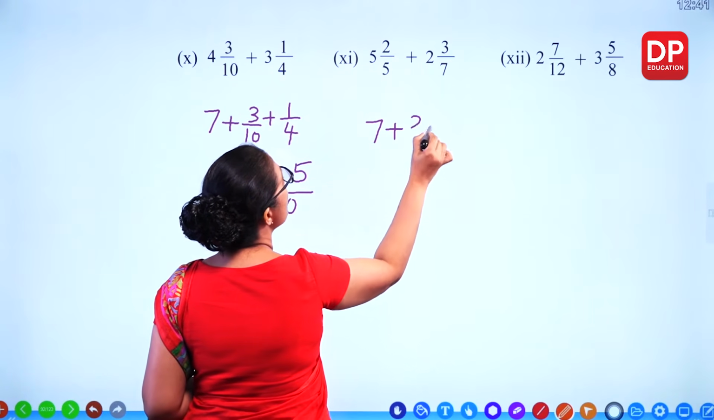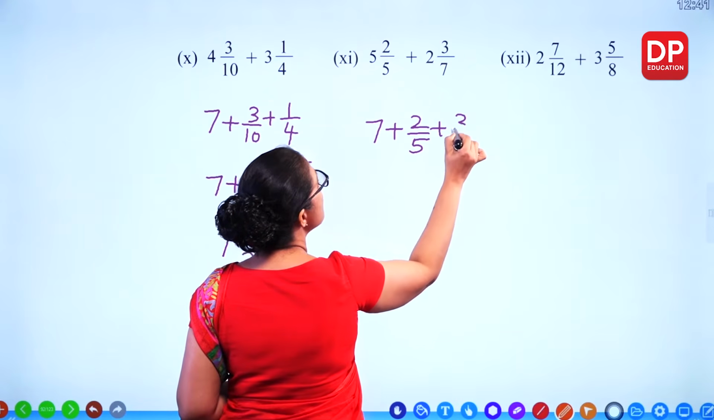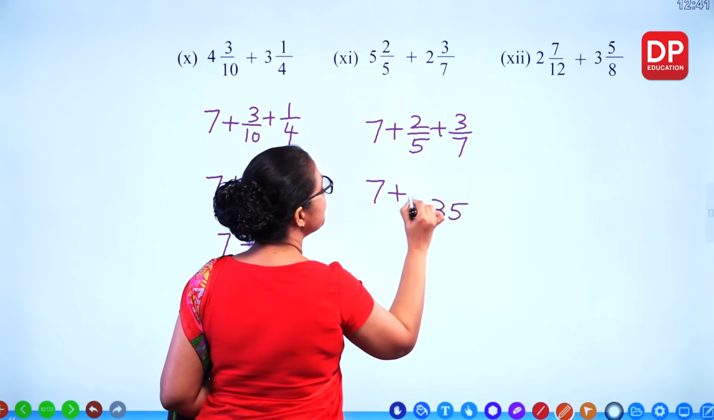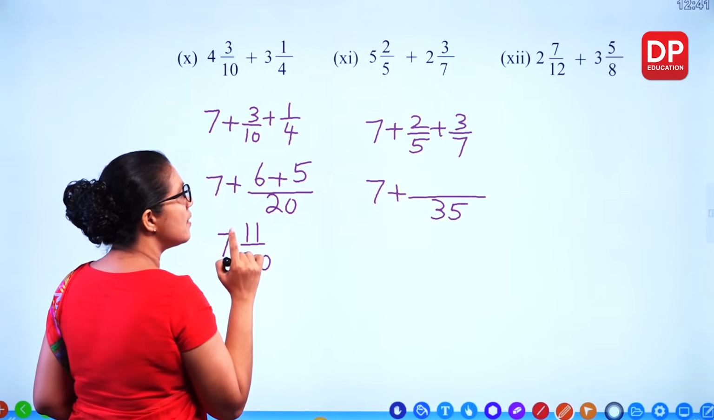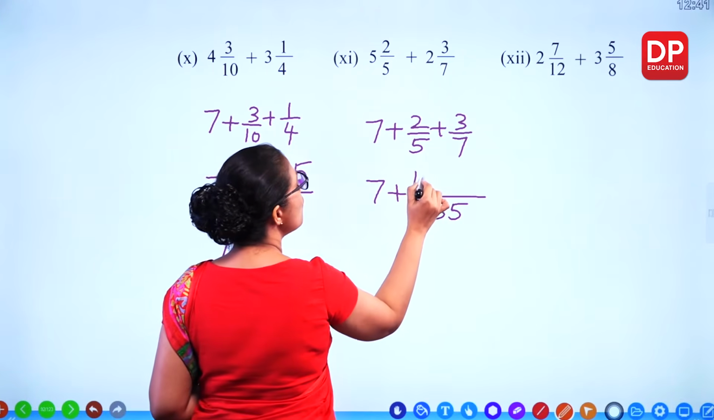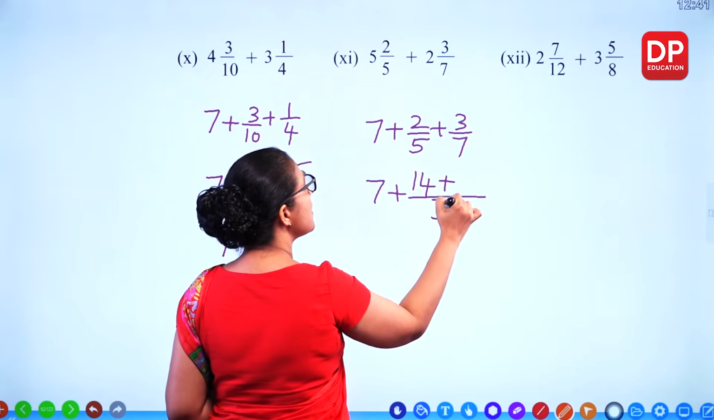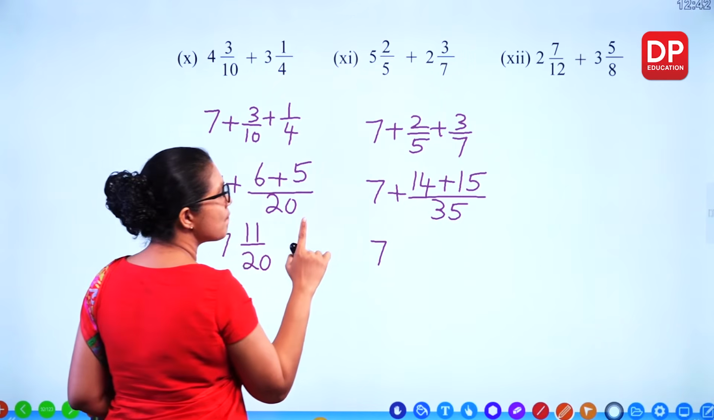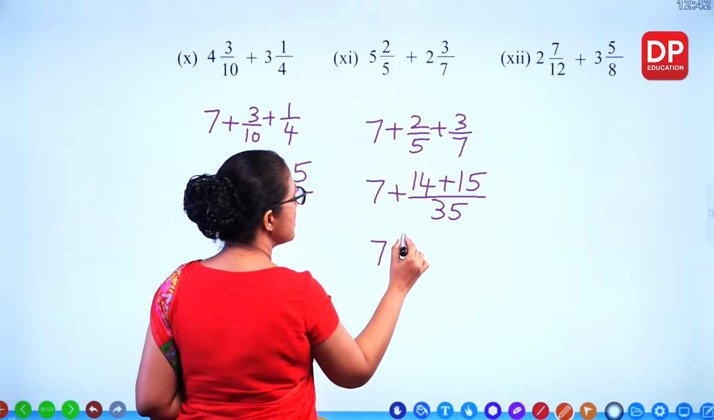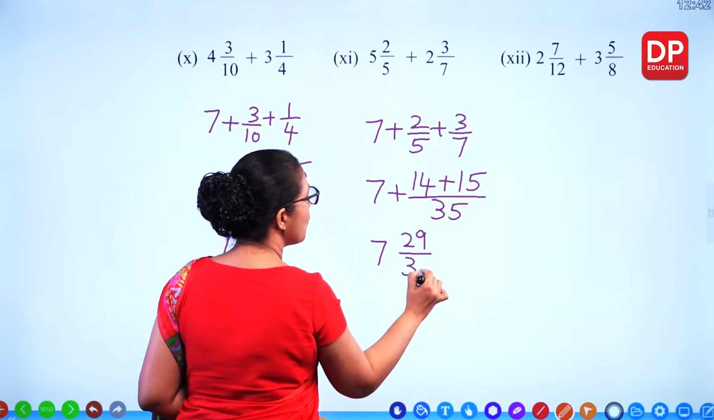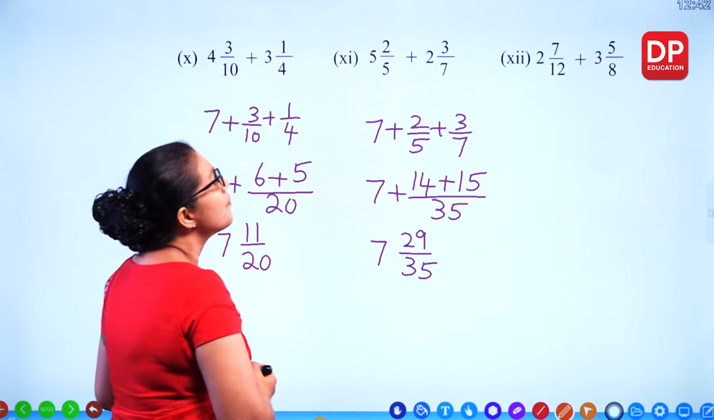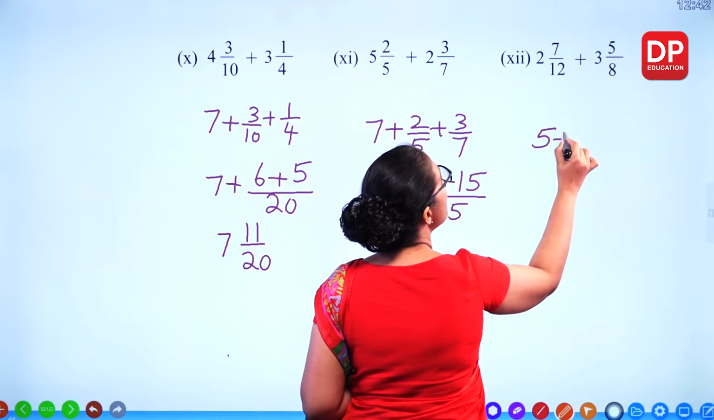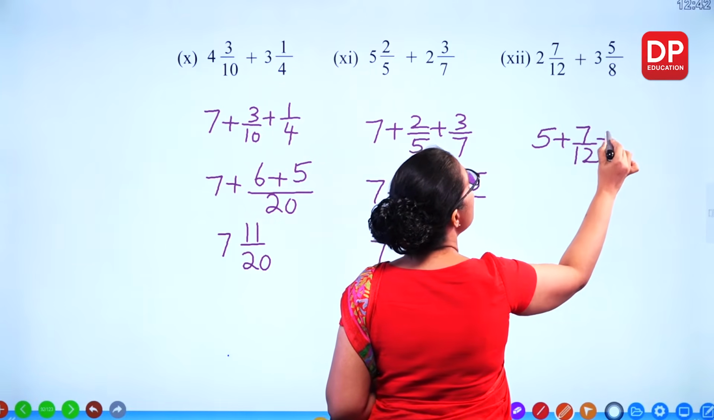Then add the fractions separately, 2 fifths and 3 sevenths. So 35 is the common denominator. Convert both. 7 times 2, 14. 5 times 7, 35. 5 times 3, 15. So 14 plus 15, you get 29 out of 35. This one, 3 plus 2, 5. And then add the fractions separately.